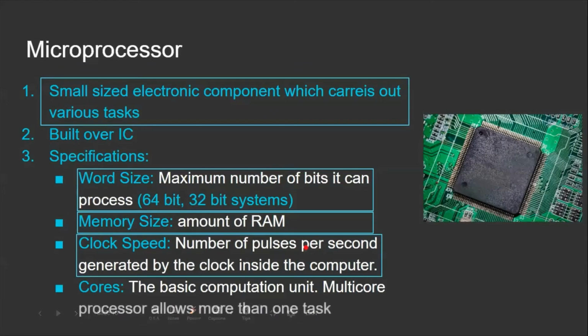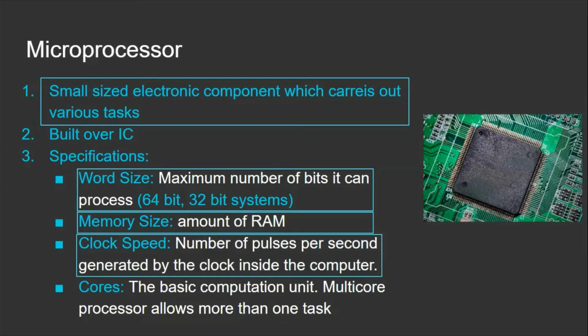And now we have the clock speeds in gigahertz. Before it was much, much slower. But now you've got speeds of, for example, my computer runs at a base speed of 2.7 gigahertz. So that's the clock speed: how many pulses per second are generated by the clock inside the computer.